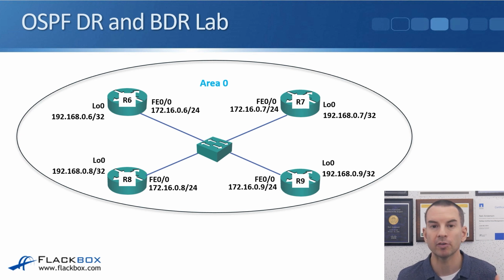Now, right now, OSPF has been configured on the routers, but there's only a network statement for their loopback interfaces. So OSPF has not been enabled on these Ethernet interfaces yet. So what I'm going to do in the lab is, first off, verify that everything is set up as expected. And then I'm going to enable OSPF on the Ethernet interfaces. At that time, because it is a multi-access segment, a DR and a BDR will be elected.